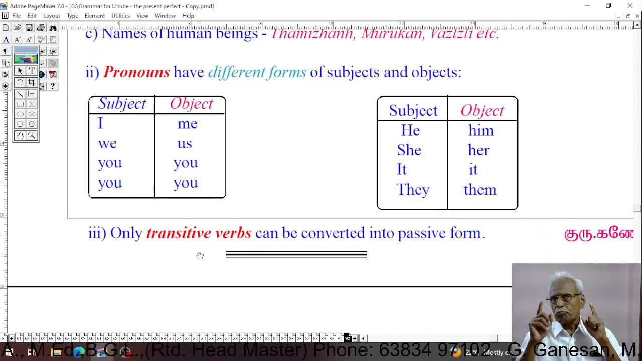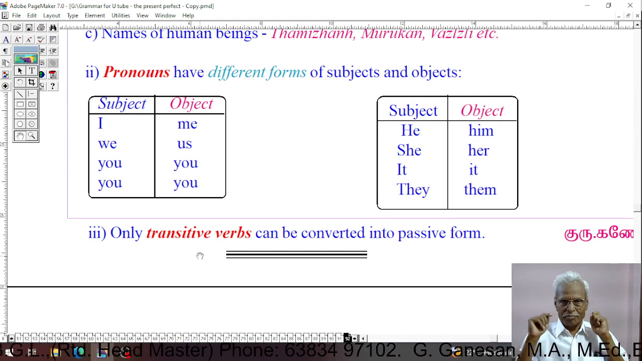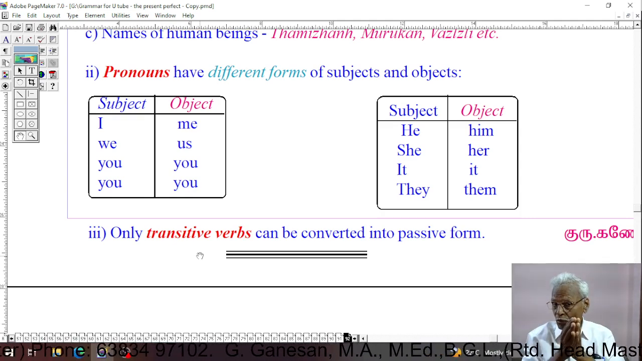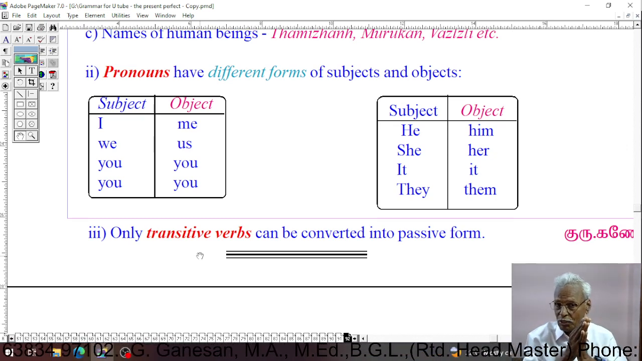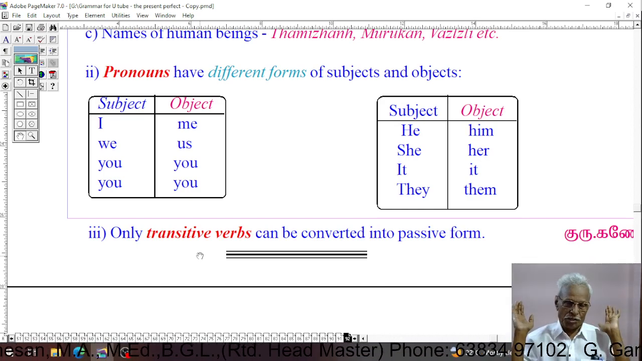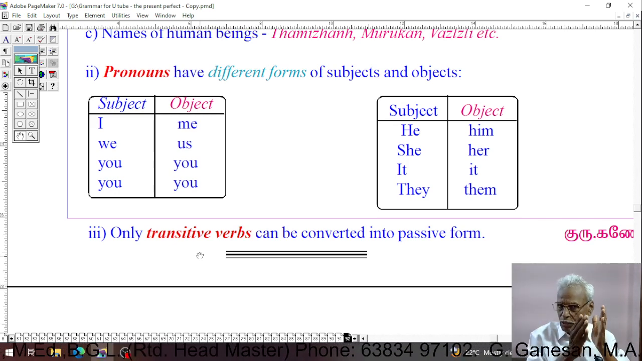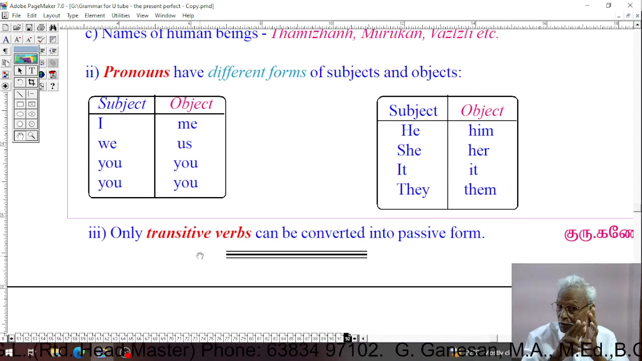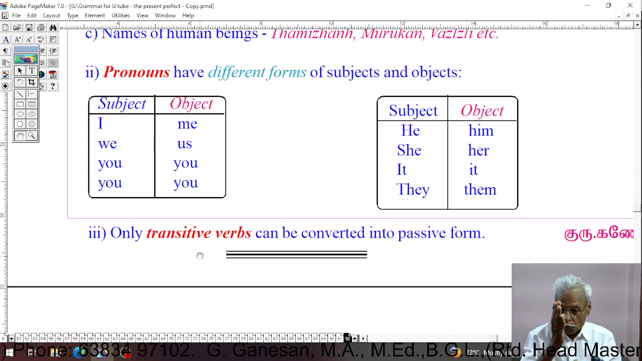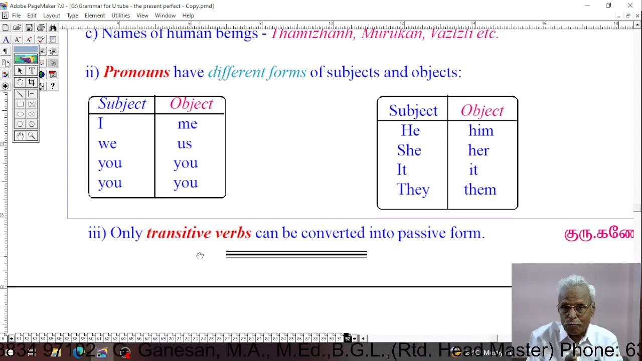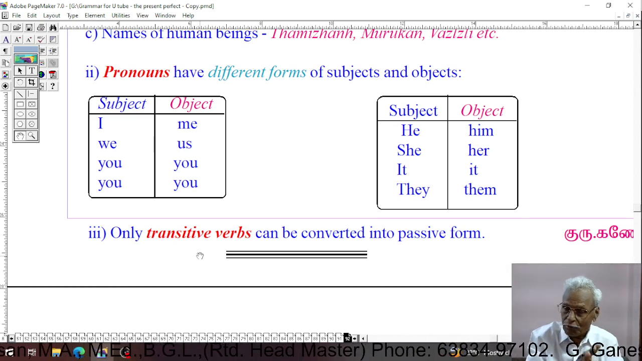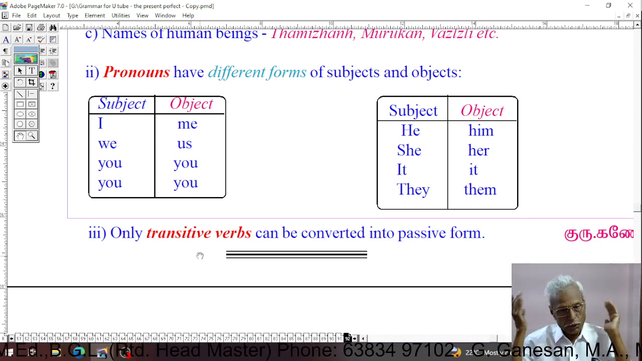Then, dear students, only transitive verbs can be converted into passive form. An active voice sentence having an intransitive verb cannot be changed into passive voice. The active voice sentence having a transitive verb can be changed into passive form. So only if the verb in the active sentence is transitive can that sentence be transferred into passive. If it is an intransitive verb, that sentence cannot be transferred into passive form. Okay.